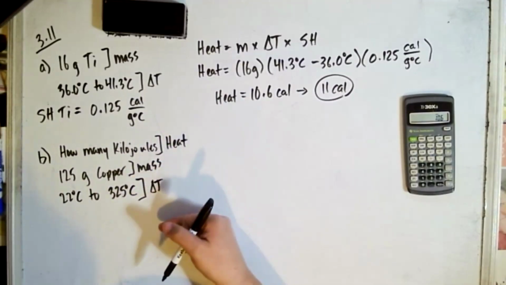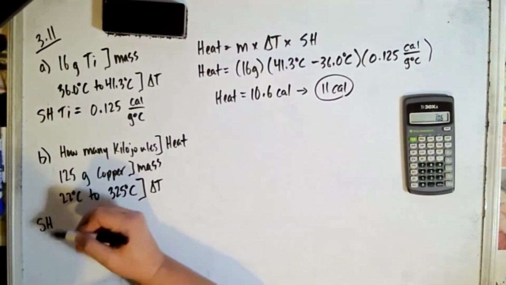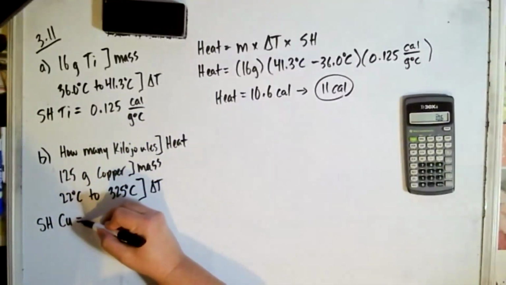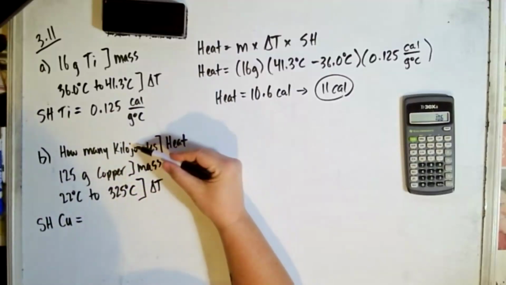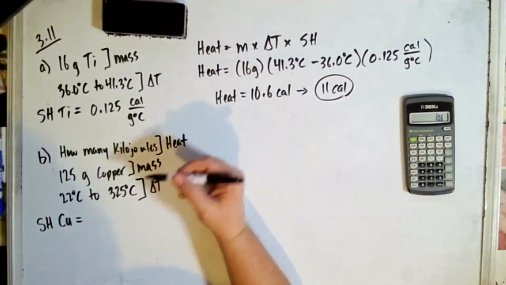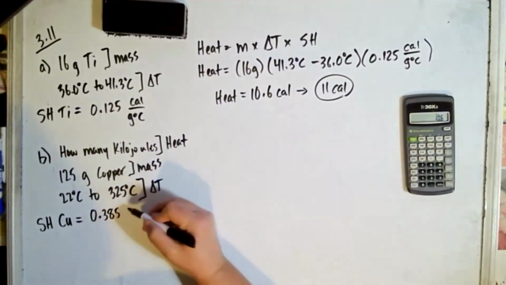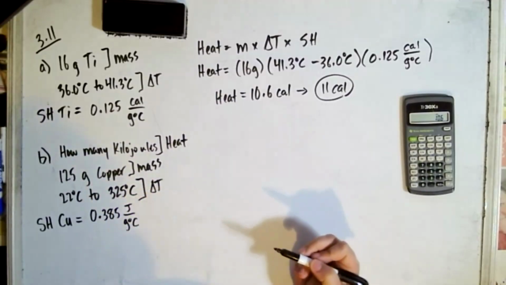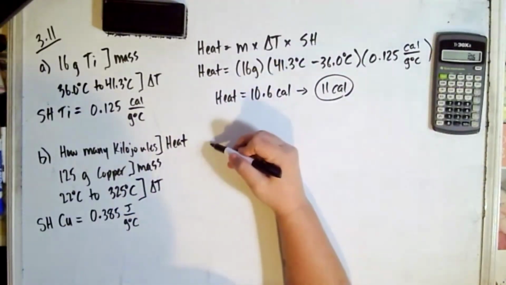And we have to look at our table. We have to find copper, and we have to look up for ourselves what the specific heat of copper is going to be. And in this case, we're going to use the joule value because they want the answer in kilojoules. So for copper, our specific heat is going to be 0.385 joules over grams degrees Celsius. And with that information, now we can write out our heat equation.